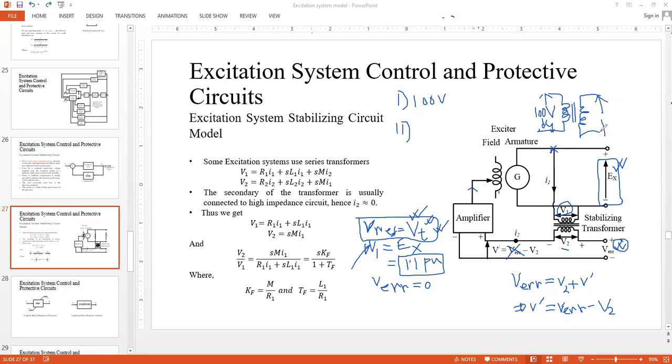0 volts, sir. This is 0 volts. So that is the correct answer. For DC, it is 0 volts. Okay, so this is 0 volts.